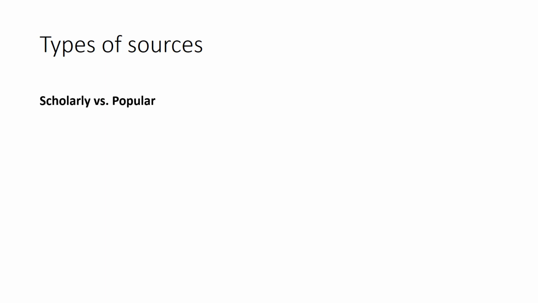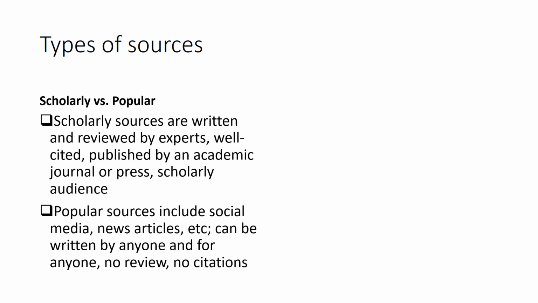Scholarly sources are produced by academic journals and scholarly publishers. They are written and reviewed by experts within the same field. Scholarly sources also go through a rigorous review process: peer review for journal articles and scholarly review for books. These sources are published by academic journals or scholarly presses, and their main audience is other scholars.